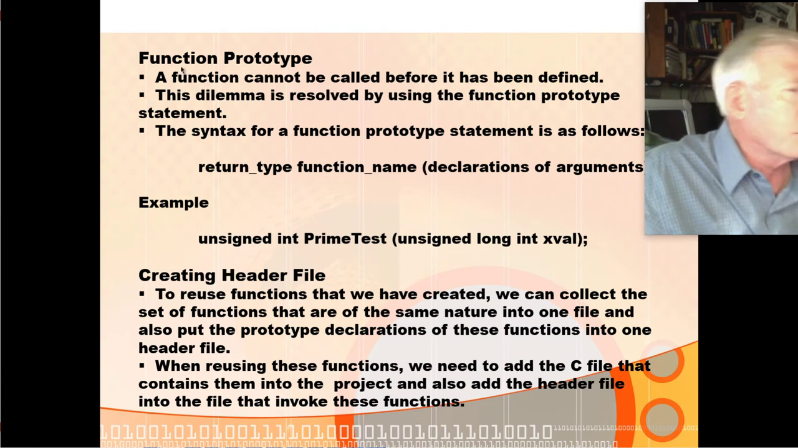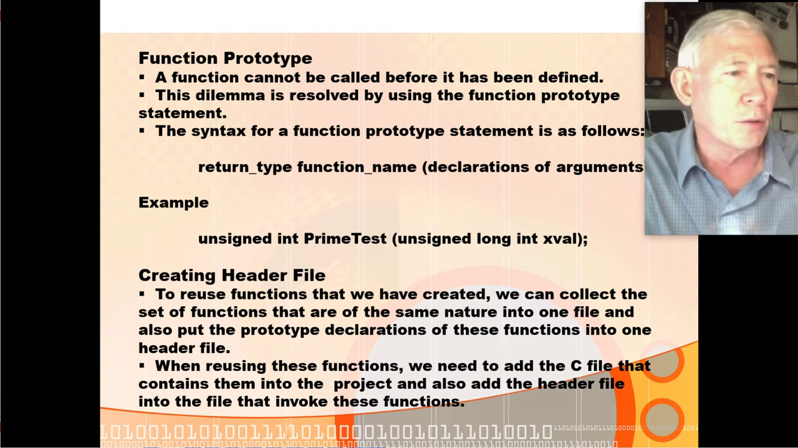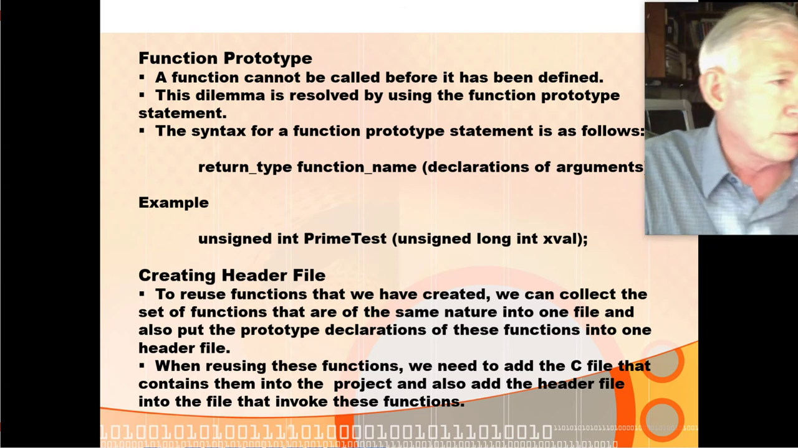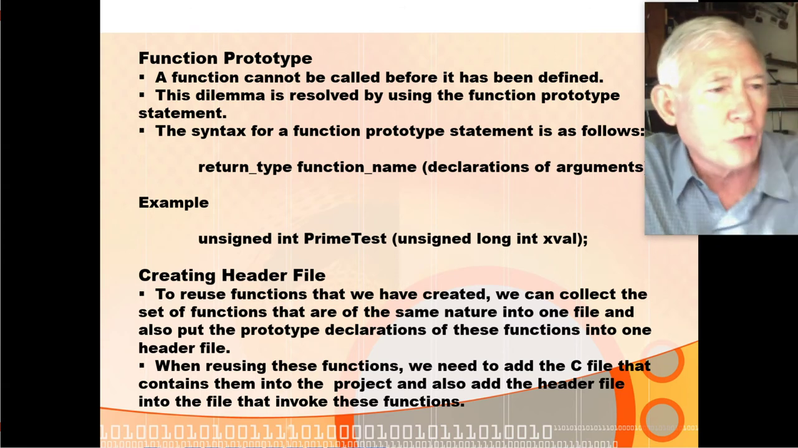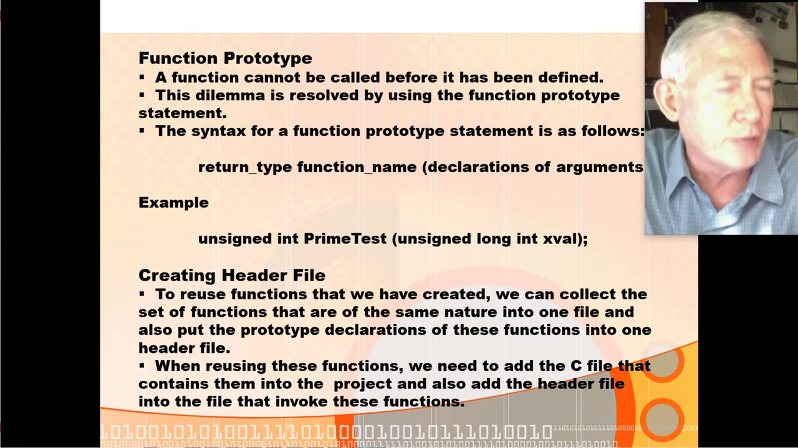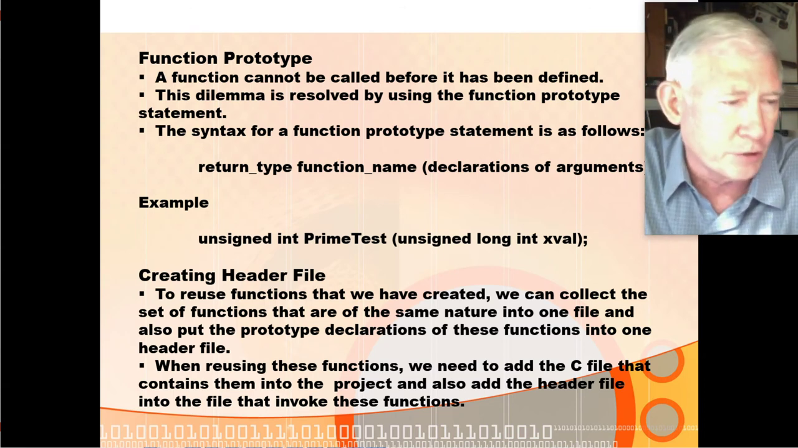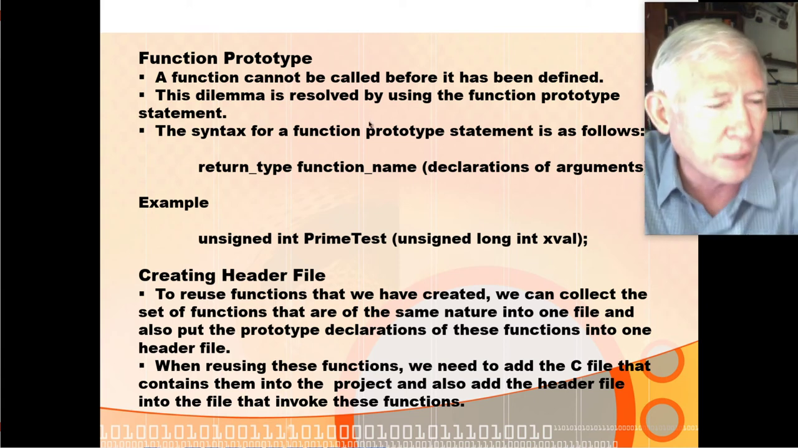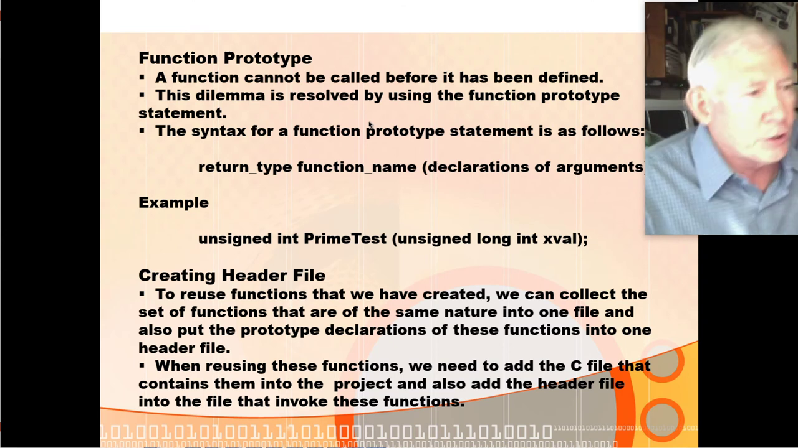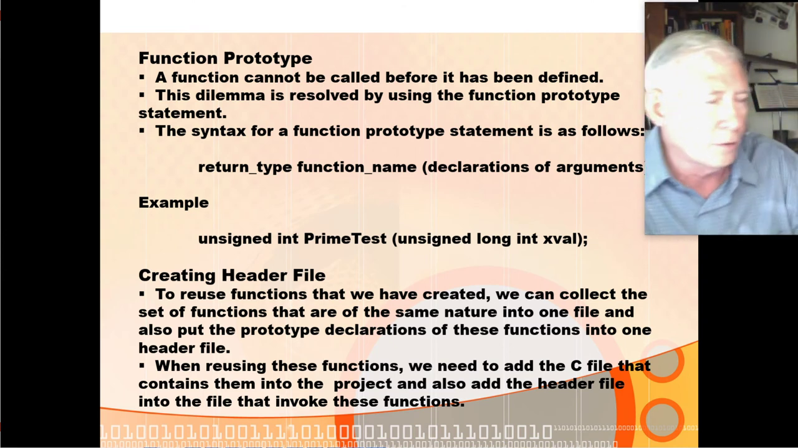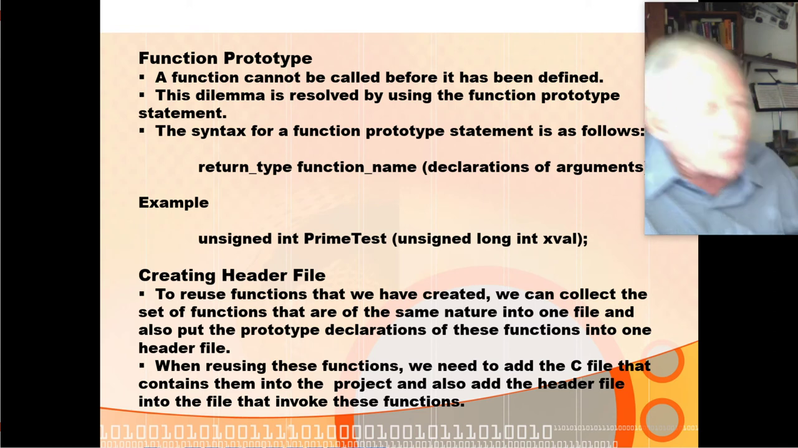Function prototypes. To use functions, we normally have to define them before they're encountered. And so we put what's called a function prototype at the header. Then we do our main function, and then we usually put our actual function definitions at the end. Now, if you put all your function definitions at the beginning, then that works out okay. Then you don't have to have the function prototypes, but the function prototypes are a nice feature.